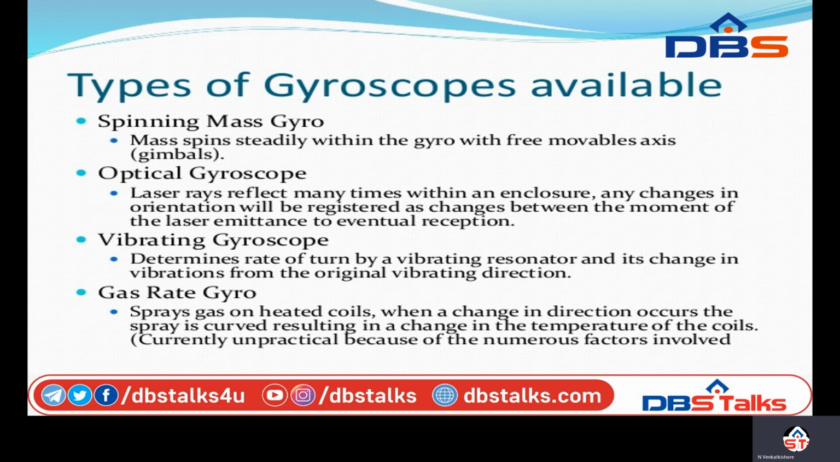Then, what are the types of gyroscopes we have till now? These gyroscopes are the spinning mass gyro, optical gyro, vibrating gyro, and gas rate gyro. These have different applications. Based on the different applications, we use the different types of gyroscopes which are available.